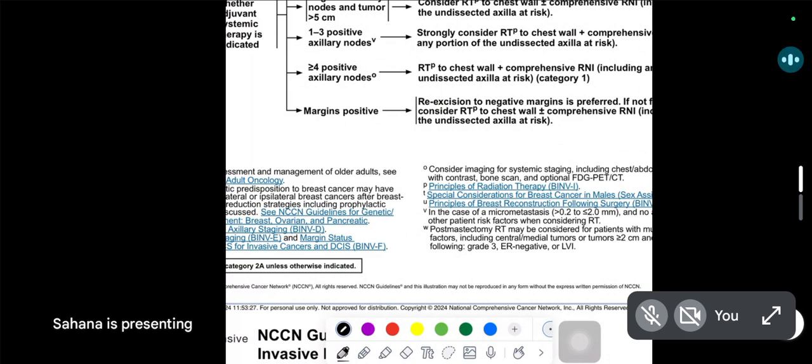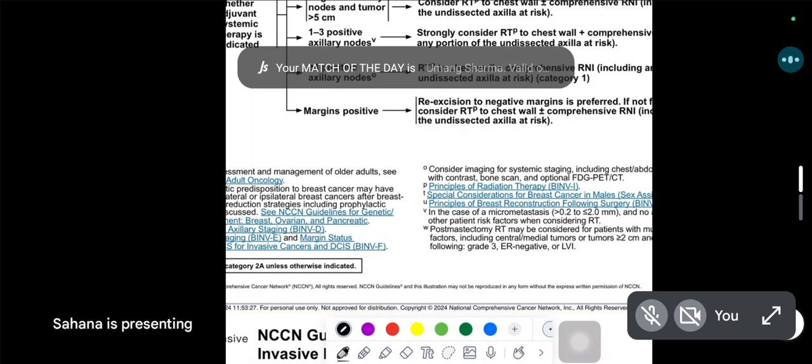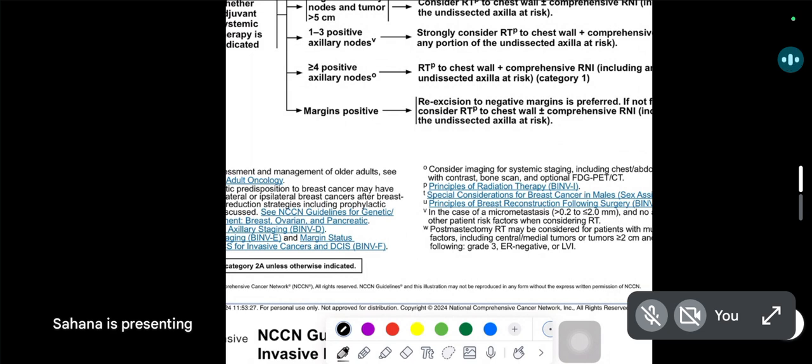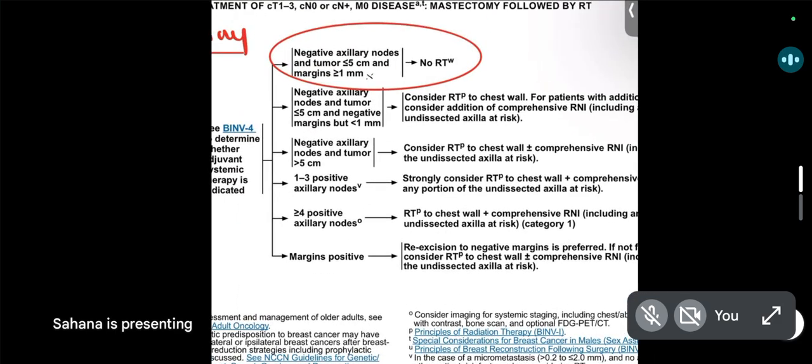Then comes the other scenarios where they tell you can consider RT or you can strongly consider RT. So, what are those scenarios? More than 4 positive axillary nodes, definitely you are giving. Margin positivity, re-excision should be done. It's preferred over going ahead with RT. What are the in-between scenarios? Like 1 to 3 positive nodes, more than 5 centimeter tumor, margin negative but less than 1 mm. In these, it is told to strongly consider RT.